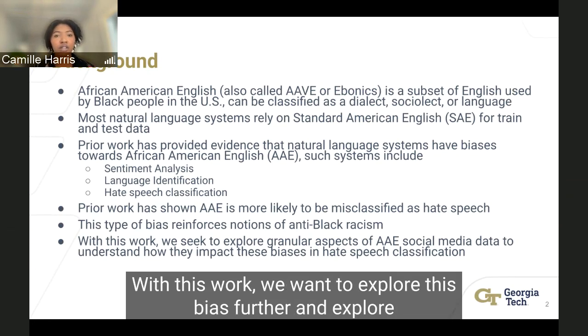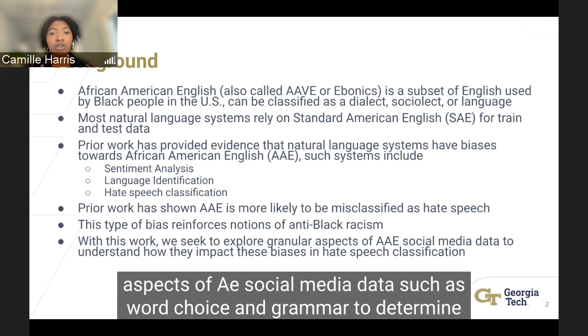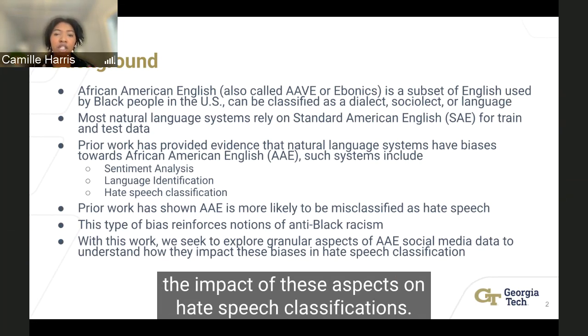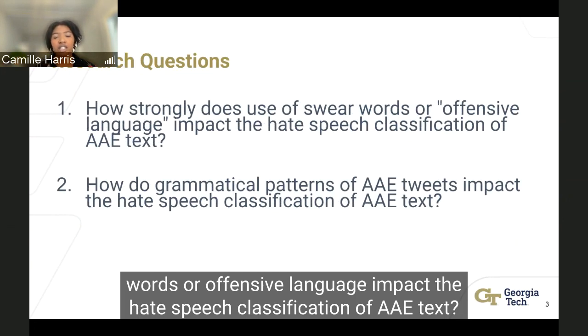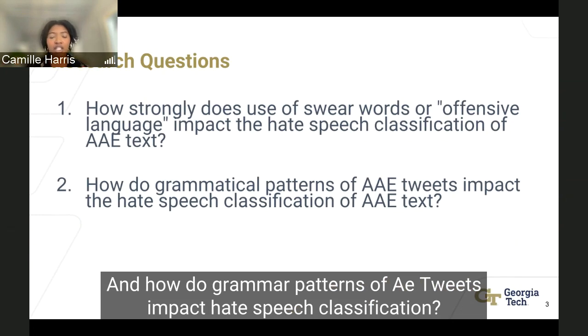With this work, we want to explore this bias further and explore aspects of AAE social media data, such as word choice and grammar, to determine the impact of these aspects on hate speech classifications. The research questions guiding this work are: how strongly does the use of swear words or offensive language impact the hate speech classification of AAE text? And how do grammar patterns of AAE tweets impact hate speech classification?